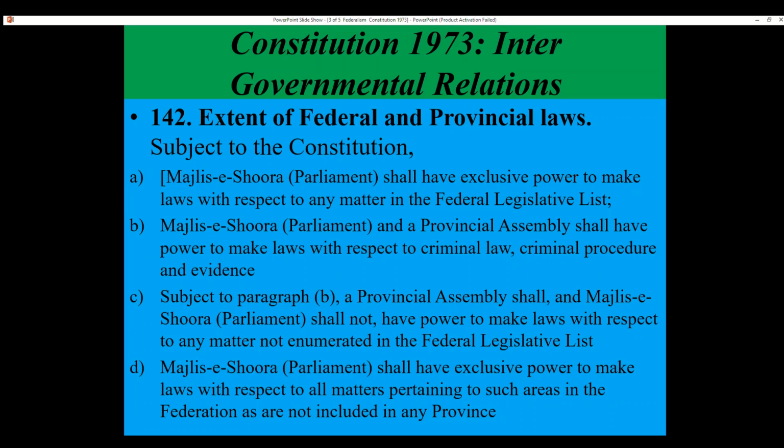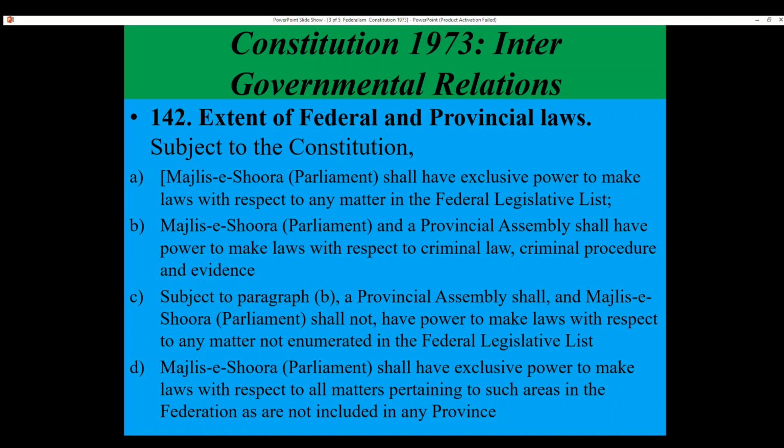So, subclause B: Majlis-e-Shura (Parliament) and a provincial assembly shall have power to make laws with respect to criminal laws, criminal procedure and evidence. Both can legislate.